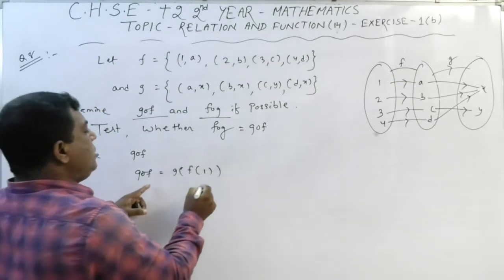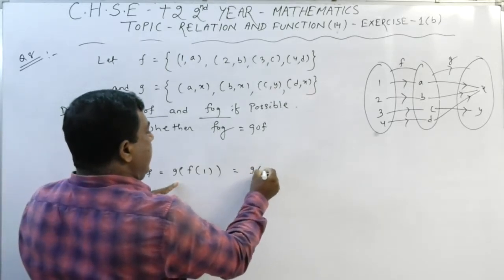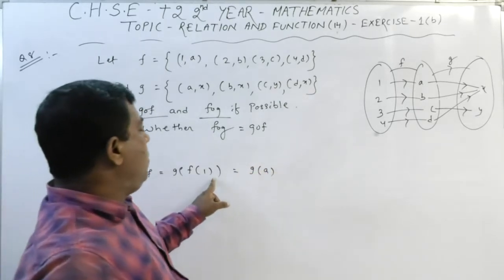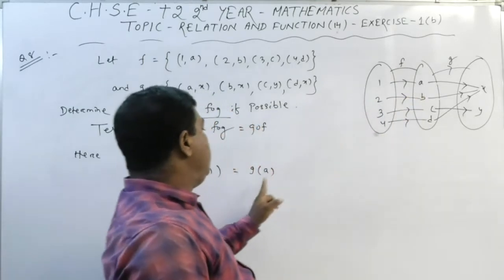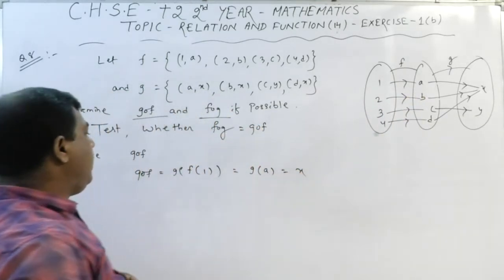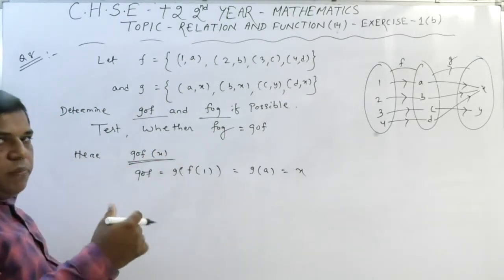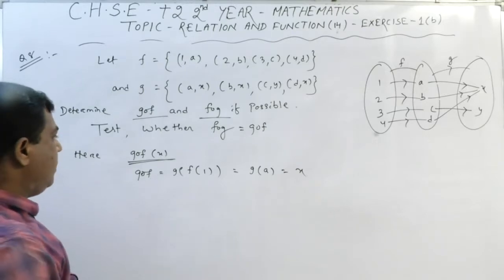Okay, and what is g of f of 1? You know f of 1 is a. Yes or no? f of 1 is a. And g applied on that element is converting it to x. Okay, so how to find g∘f(x)? Here g∘f(x), or simply g∘f, is the abbreviated form.